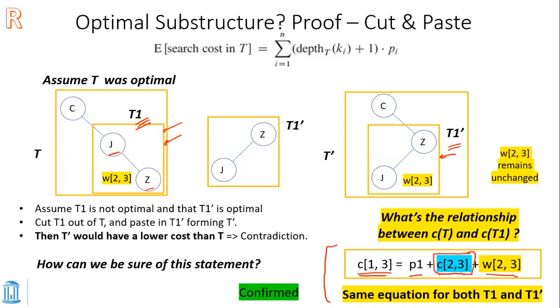If the cost of 2, 3 of T1 prime is less than that of T1, then the overall cost will also be less. That was our contention, which was a proof by contradiction. We went over this in the previous lecture, and I'm not going to completely repeat that; this is just a quick overview.